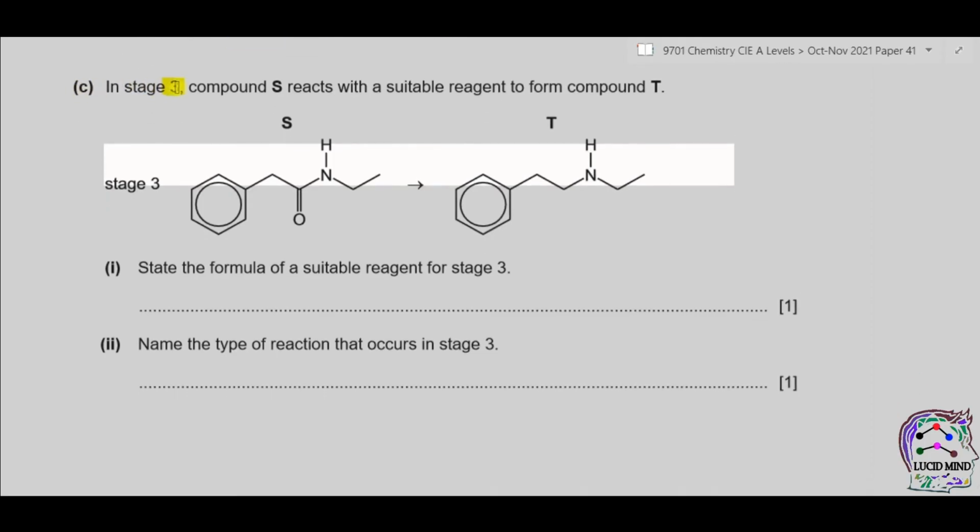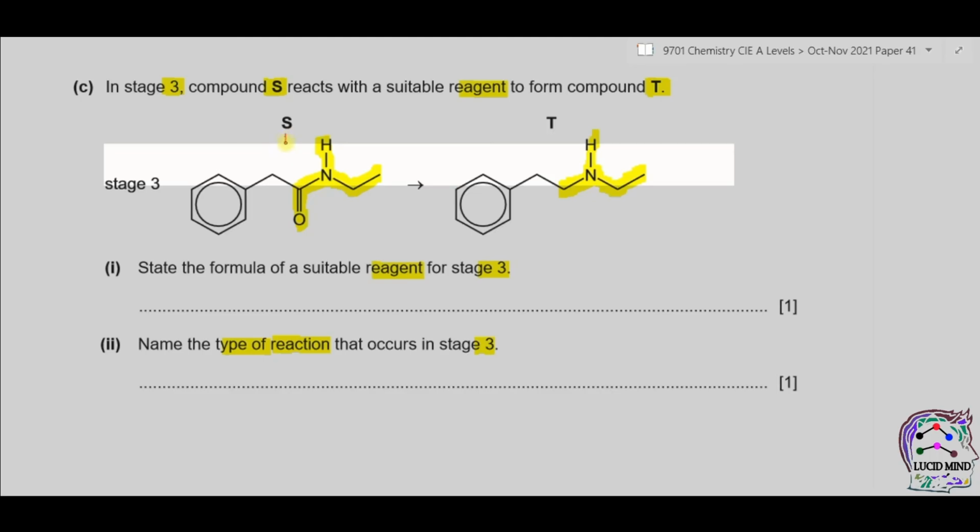Part C, in stage 3, compound S reacts with a suitable reagent to form compound T. This is stage 3. Part 1, state the formula of a suitable reagent for stage 3 and name the type of reaction that occurs in stage 3. Now let's see what happens in stage 3. We have C double bond O, NH, CH2, CH3, and here we have CH2, NH, CH2, CH3.